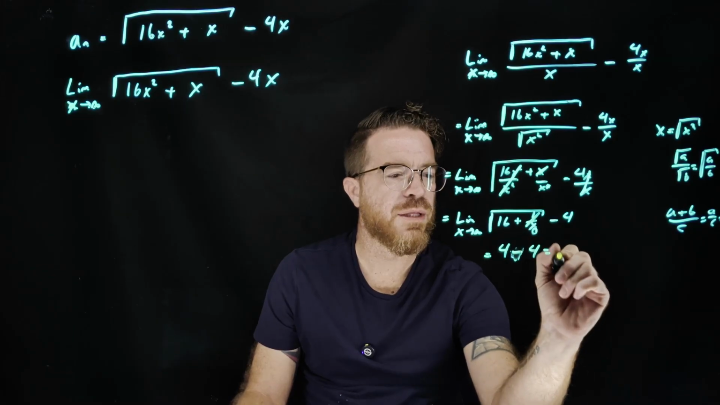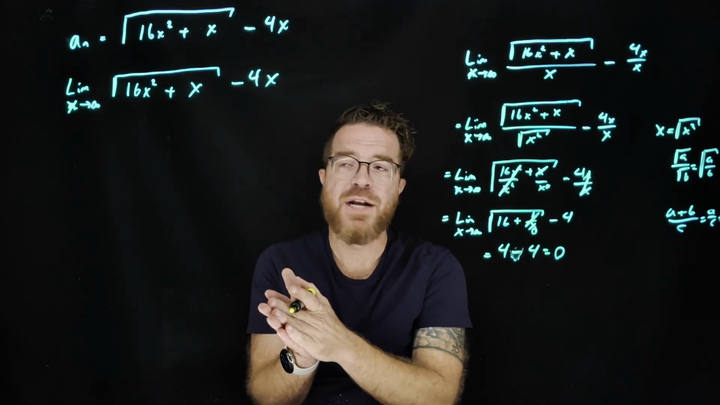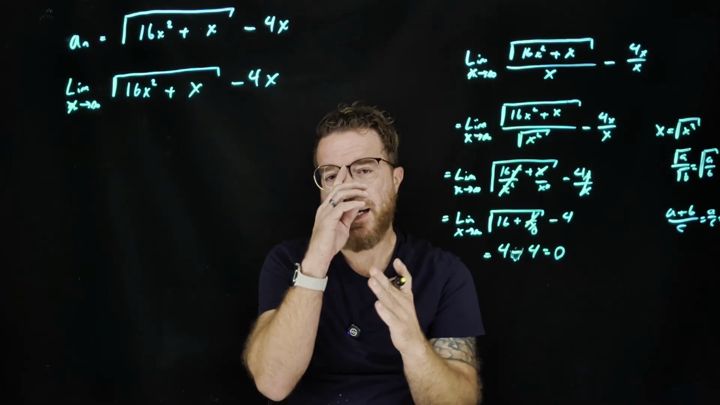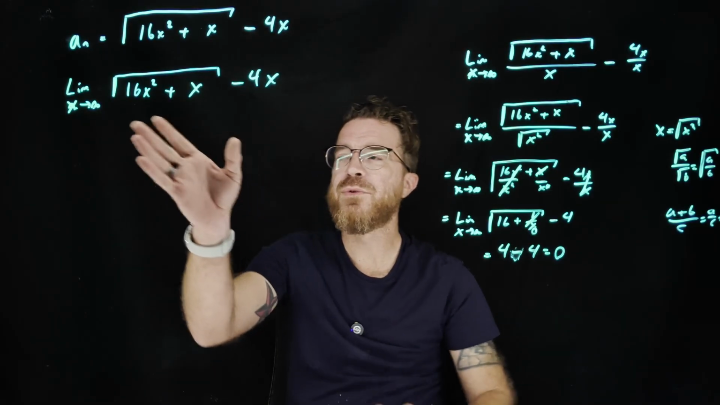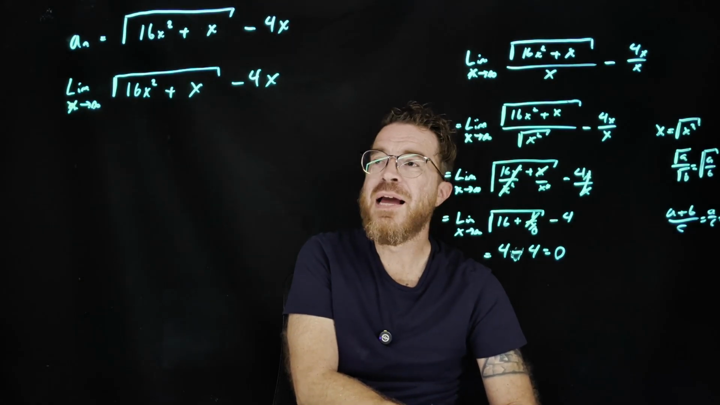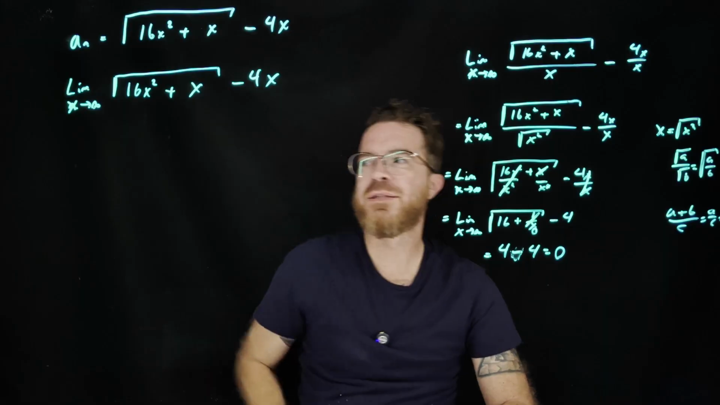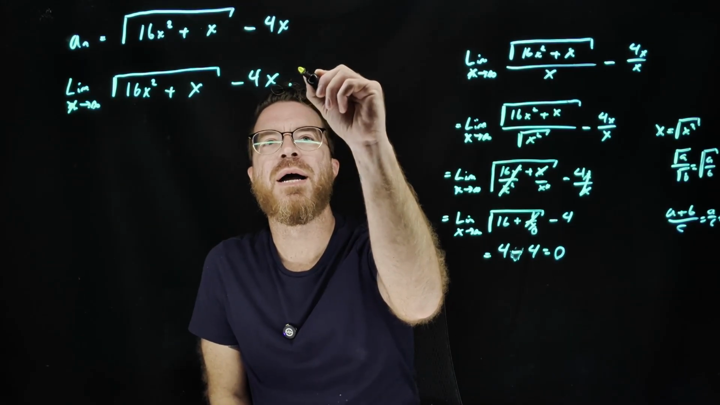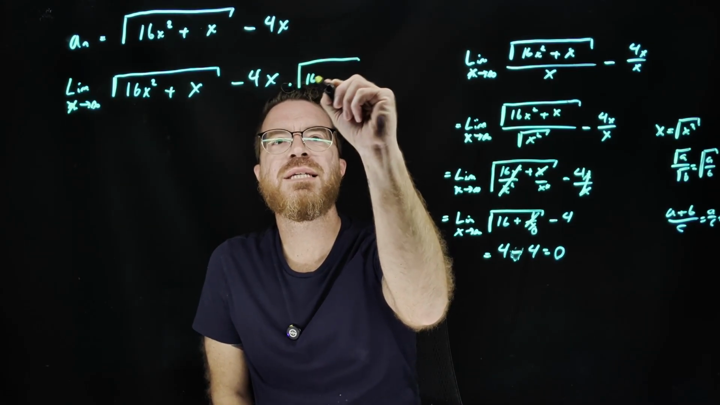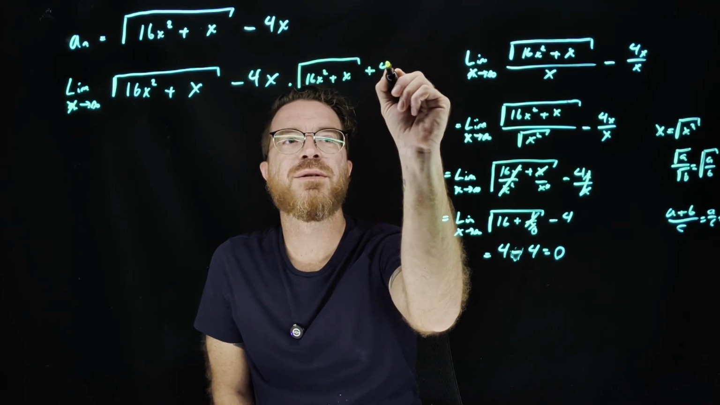And this will leave us with 0. So now let's look at the method that I was going to show you how to do, which is we're going to multiply by the reciprocal. So the reciprocal for something like this, the square root of 16x squared plus x minus 4x, is going to be the square root of 16x squared plus x plus 4x. So we're going to multiply by the square root of 16x squared plus x plus 4x.